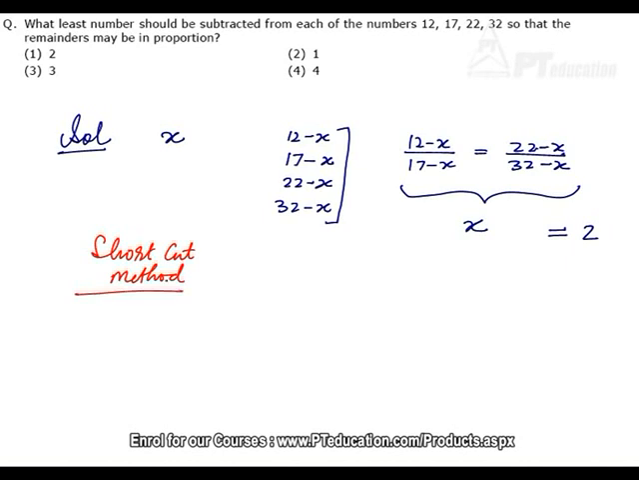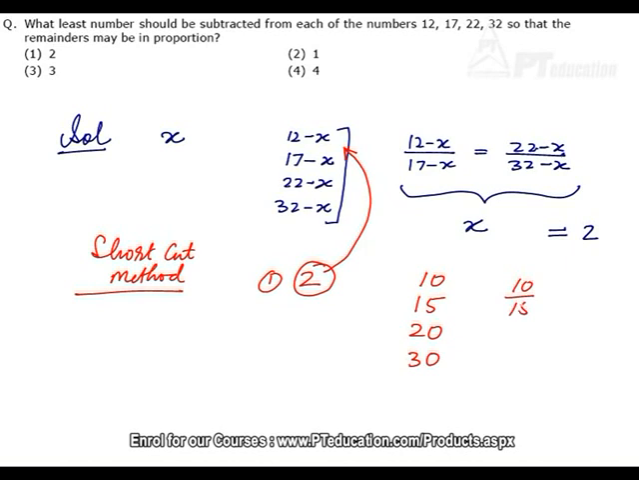Start from the options. Look at option number 1. What is option number 1? 2. If option 1 is correct, then 2 is the answer. So that means just substitute this value of 2 everywhere in x here. 12 minus 2, 10, 17 minus 2, 15, 22 minus 2, 20, 32 minus 2, 30. So that means 10, 15, 20 and 30 should be in proportion.